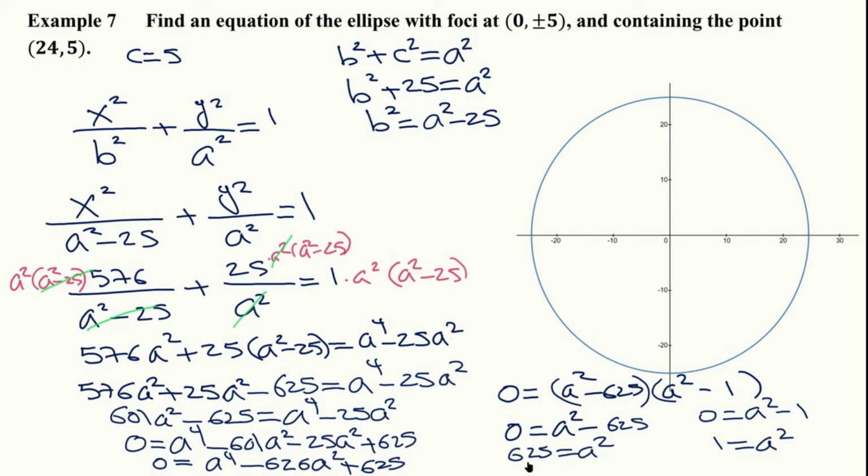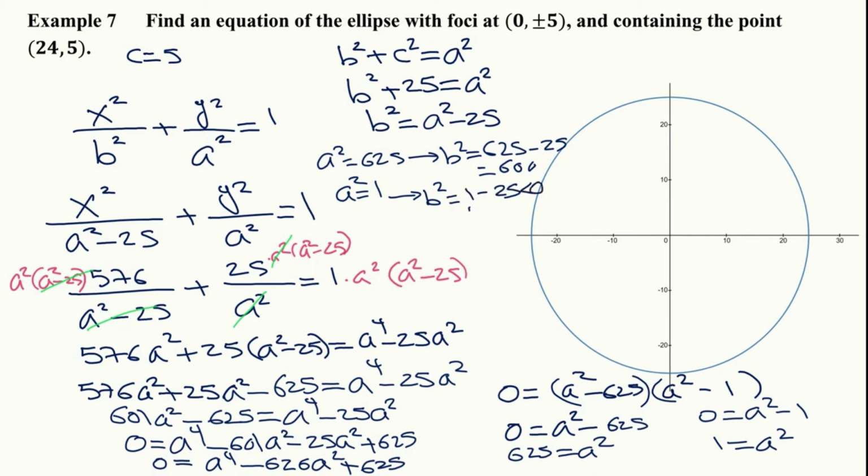Now, if a squared is 625, that implies b squared is going to be a squared minus 25, so 625 minus 25, which is 600. And if a squared equals 1, that implies b squared is going to be 1 minus 25. Now this is actually less than 0, so we don't want that one because we don't want the square to be negative, and so therefore that's our only option.